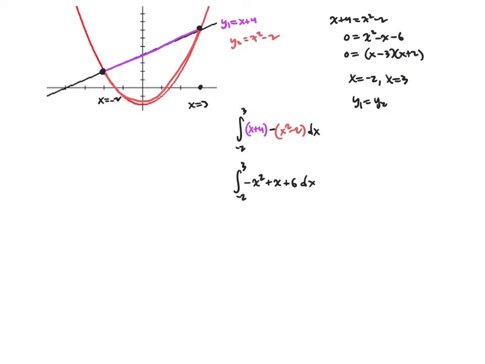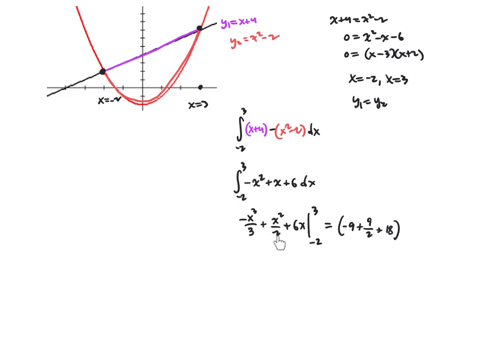All right, so let's integrate. That'll give us negative x cubed over 3 plus x squared over 2 plus 6x, evaluated from negative 2 to 3 using the first of the fundamental theorems. So I've got to do some math and try not to screw this up. This is going to be negative 9, plus 9 halves, plus 18. That would be big F at 3, our antiderivative evaluated at 3. Negative 27 over 3 is negative 9.